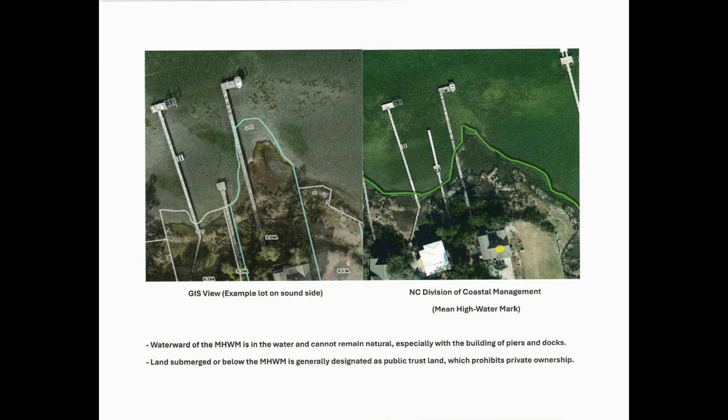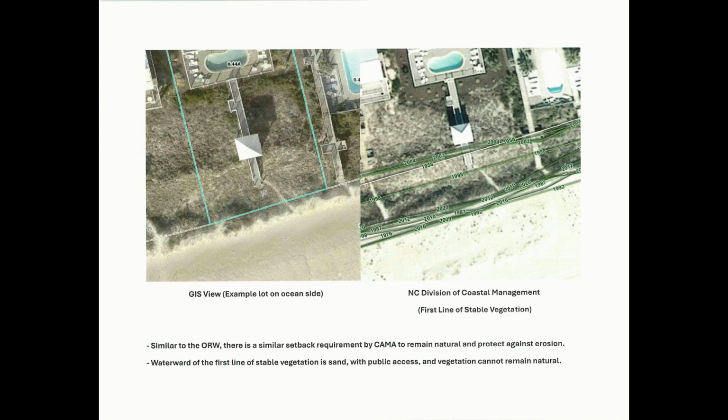A couple notes on the bottom. It says waterward of the mean high water mark is in the water and cannot remain natural, especially with the building of piers and docks, like I was talking about a while ago. Also, land submerged or below the mean high water mark is generally designated as public trust land, which prohibits private ownership. I'm going to click on to the ocean side example.